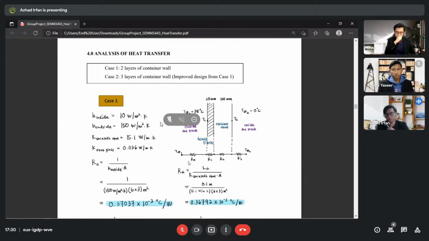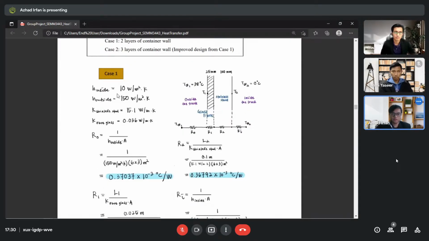Okay, so we move on to the analysis of heat transfer. Firstly, we are going to analyze from the side view of this truck, and there are two cases that we include here: case one, 2 layers of container, and case two, 3 layers of container.